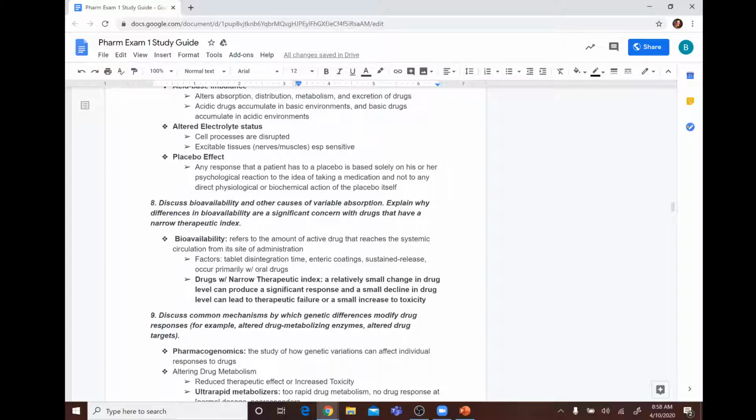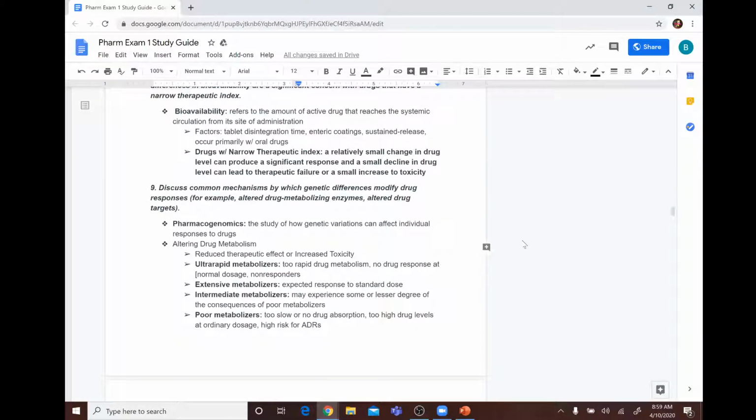What is bioavailability? Amount of active drug that reaches the systemic circulation from its site of administration. What are the factors that influence bioavailability? Tablet disintegration time, enteric coated tablets, sustained release tablets, and this occurs primarily with oral drugs.